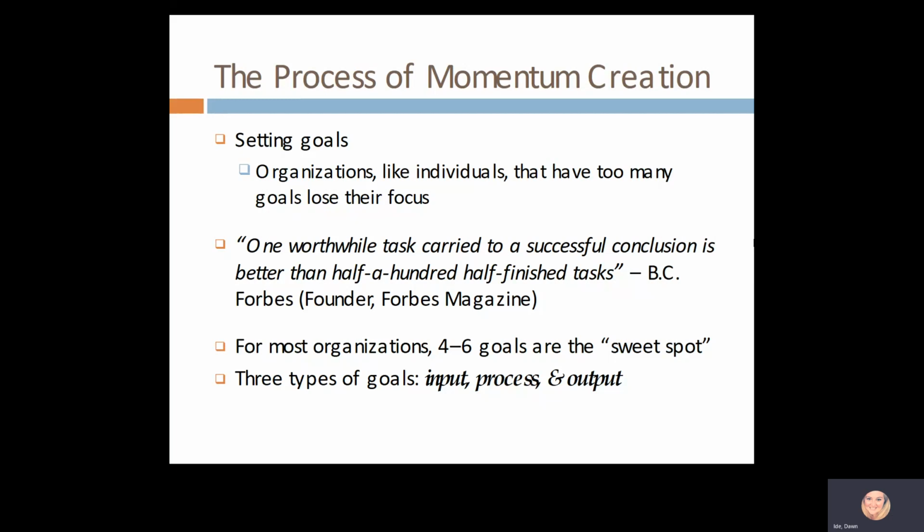So for most organizations, 4 to 6 goals are the sweet spot. You want to have enough to where you're keeping everybody engaged in it. There's 3 types of goals: input, process, and output.